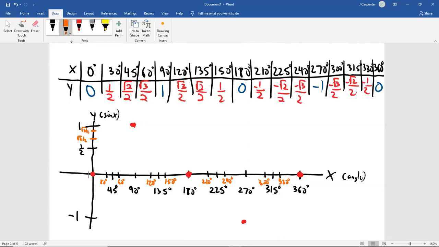Same thing on the below. We'll have the 1/2 is halfway between 0 and -1, but it's -1/2 now. Then we'll have the negative square root of 2 over 2, just a little less than halfway between those. And then the negative square root of 3 over 2, about there. All right, graph in blue.